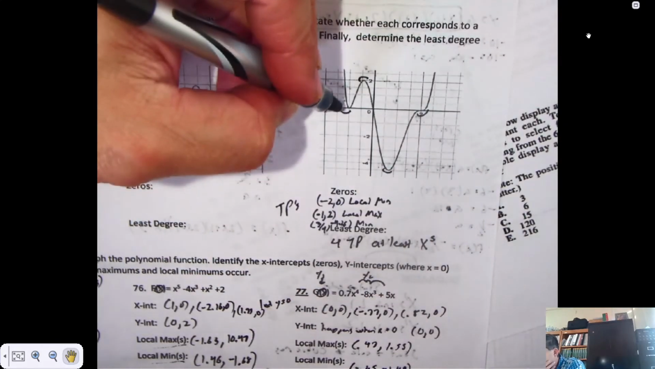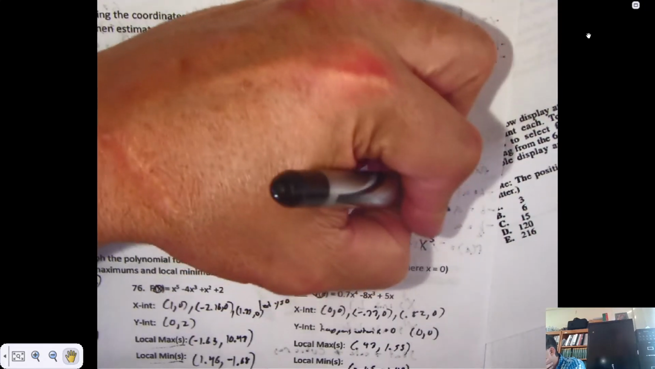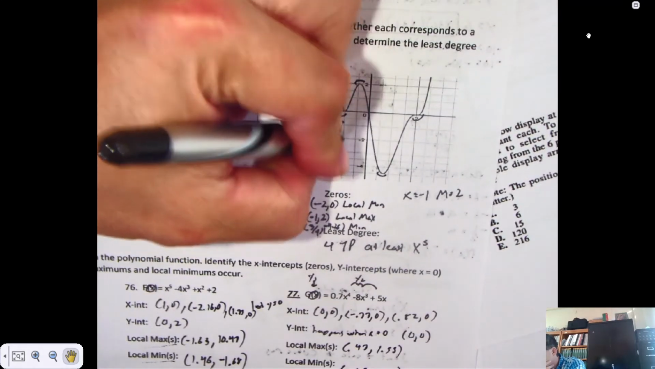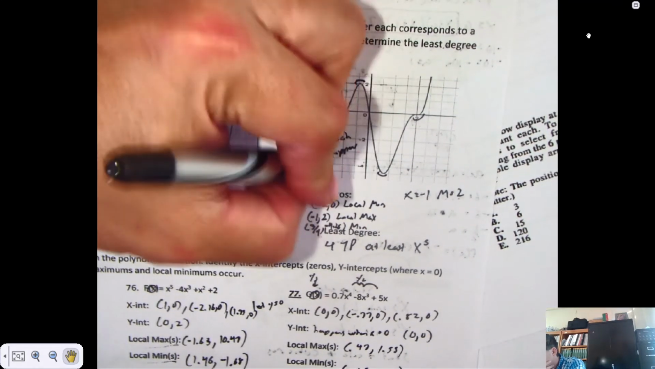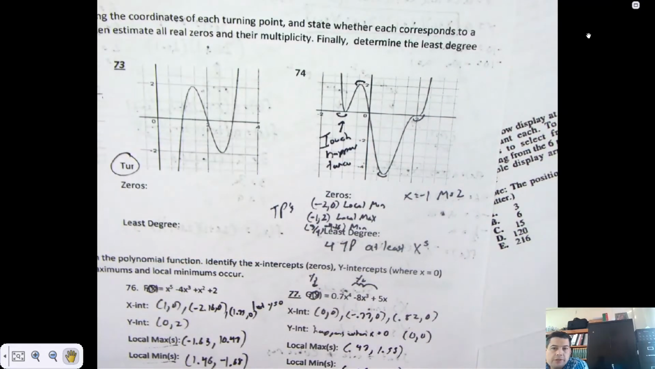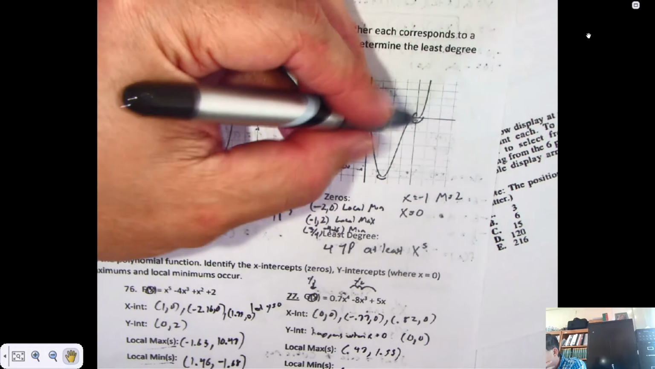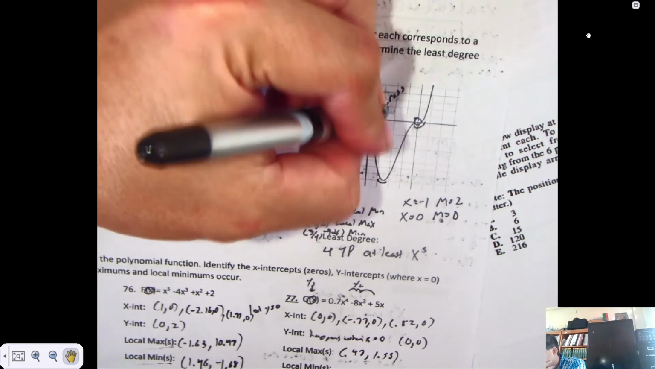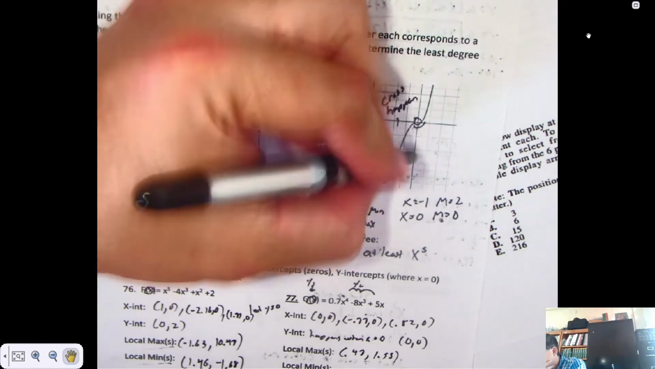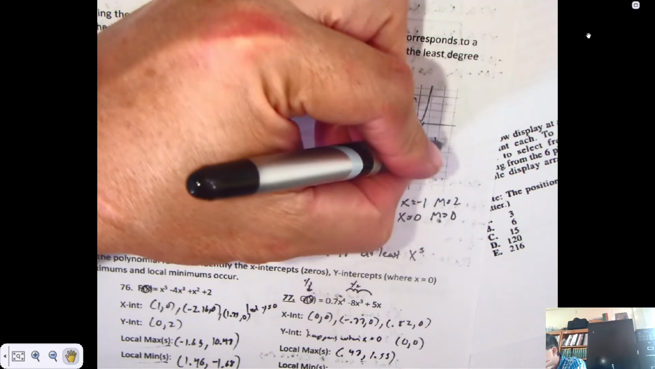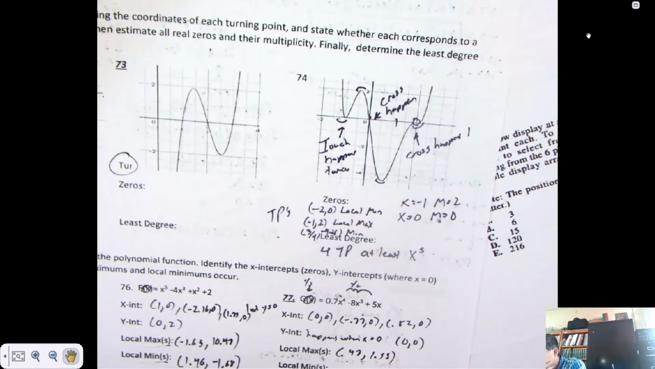My zeros are negative 1. It has a multiplicity of 2 because it's a touch. We call this a touch. Happens twice. All right, touches happen twice. I have a 0 at 0. X equals 0, right there. I have another 0 here at 2. By the way, that x equals 0 was a cross, and they happen at least once. This is also a crossing. It happens once. So this guy happened twice, once, and once.